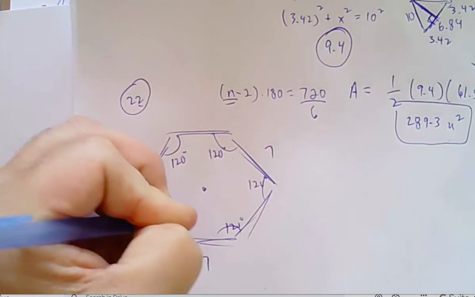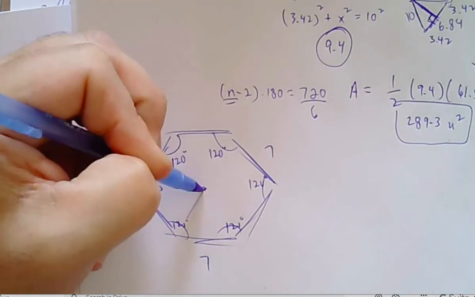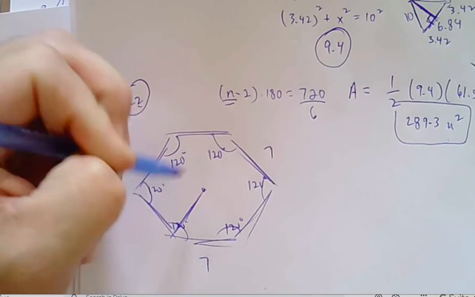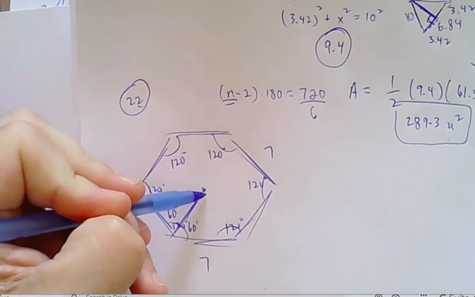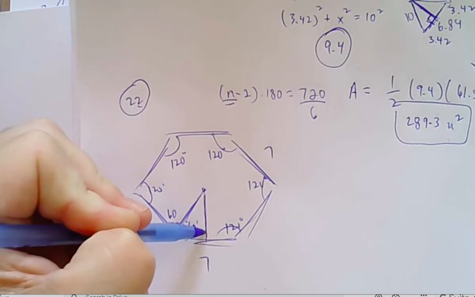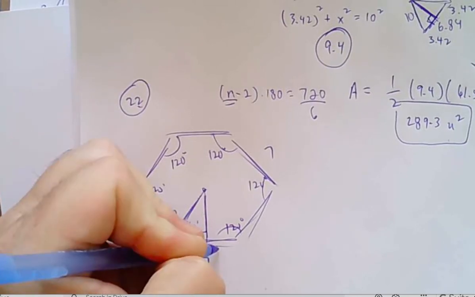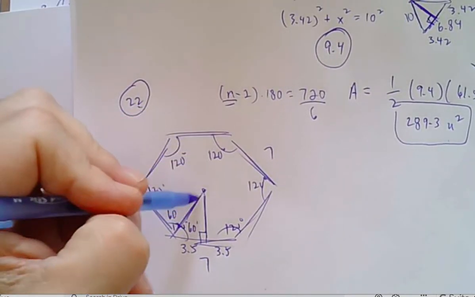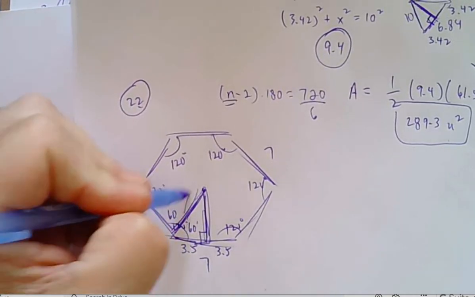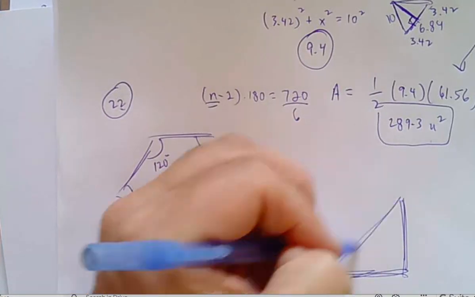Okay, so from here, I would then draw a line that splits one of the angles. So that helps me out: 60 and 60. And then I would draw an apothem with a right angle. And I would cut the 7 in half and make it 3.5 and 3.5. So now I would then take this triangle out. I like to teach that way. Now draw a bigger triangle, and now you can do the problem.